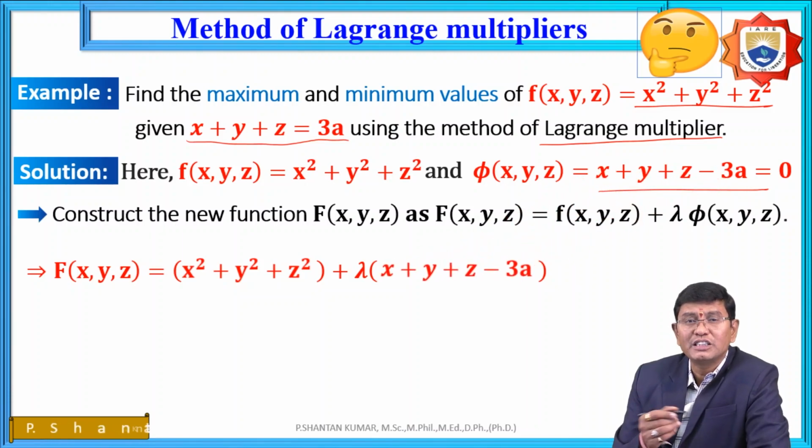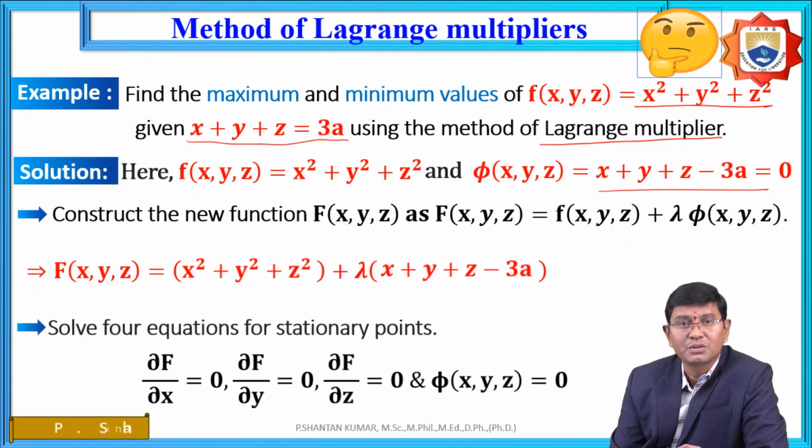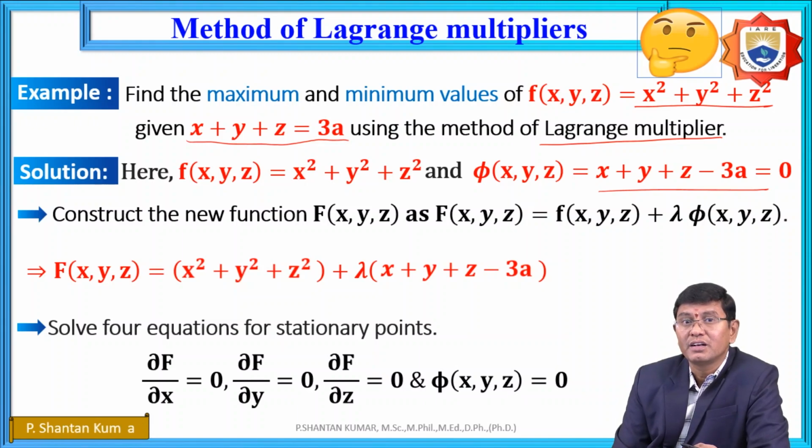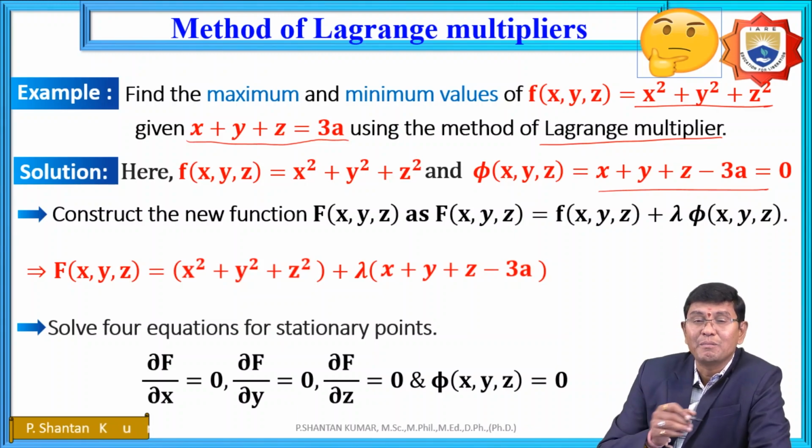And similarly, based upon this one, we need to find ∂A/∂x = 0, ∂A/∂y = 0, ∂A/∂z = 0, along with the given function's condition, that is φ = 0. We need to find x, y, z after eliminating the lambda value.